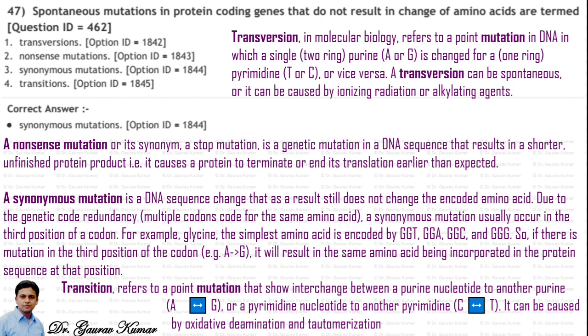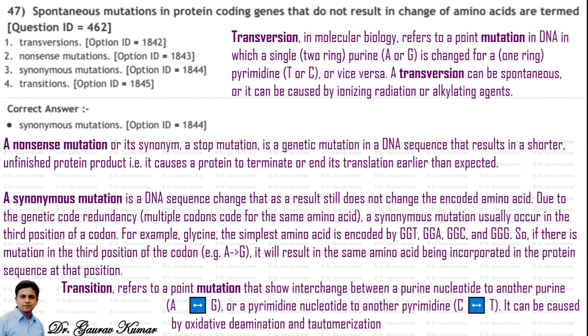A synonymous mutation, which is our question and the answer, is a DNA sequence change that still does not change the encoded amino acid. Why does this happen? It happens due to the redundancy of the genetic code, that is, multiple codons code for the same amino acid. Synonymous mutations usually occur in the third position of a codon. For example, glycine, the simplest amino acid, is encoded by GGT, GGA, GGC and GGG. So if there is a mutation in the third position of the codon, it will still result in the same amino acid being incorporated in the protein sequence at that position.